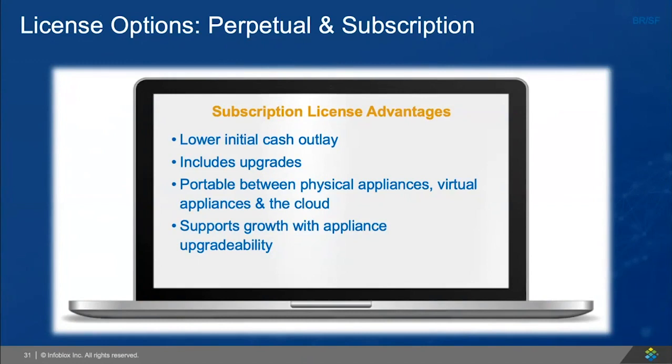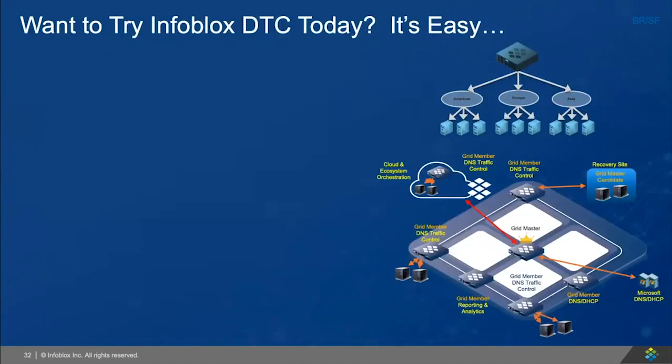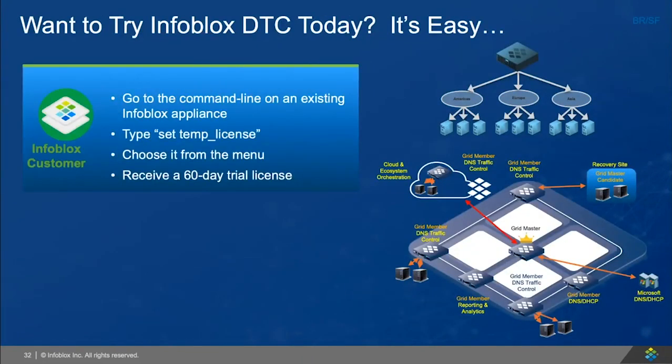Scott, if somebody wanted to try Infoblox, can you talk to us about how easy that is? Yeah, so the beauty is that every Infoblox member has the ability to enable a 60-day license for pretty much everything, assuming it hasn't been enabled on a device before. So if we've got a Grid member that's serving DNS and DHCP, it's really just running the set temp_license command.